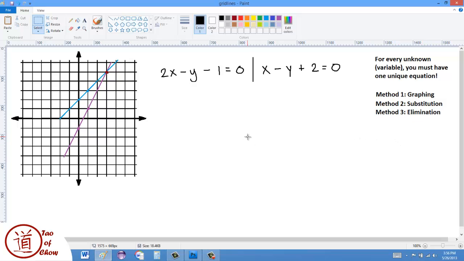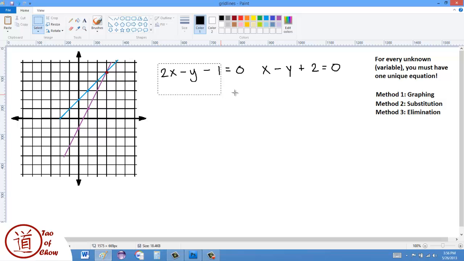Okay, now with elimination, what we're going to do is perform arithmetic directly on the equations. Now, a lot of people don't know that you can do that. In the same way that you can say 5 plus 3 is equal to 8, or 6 minus 2 is equal to 4, you can do the exact same thing with equations.